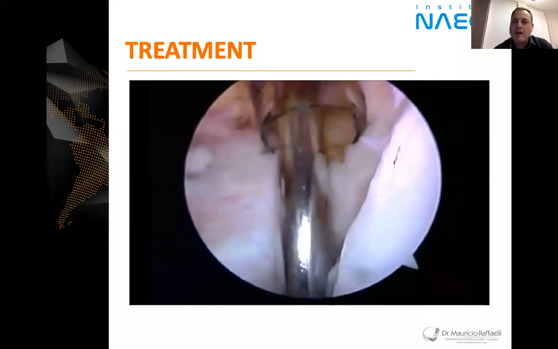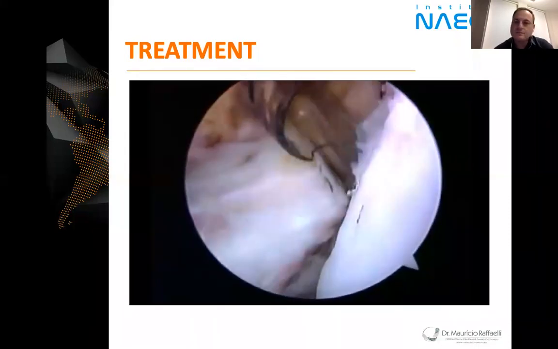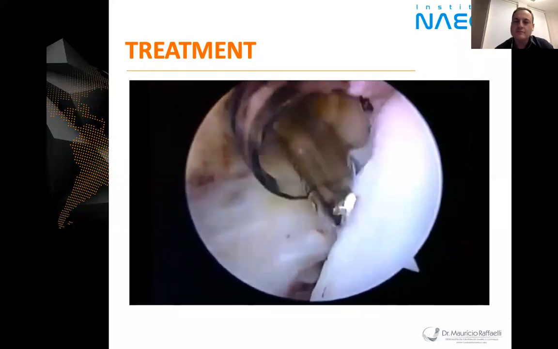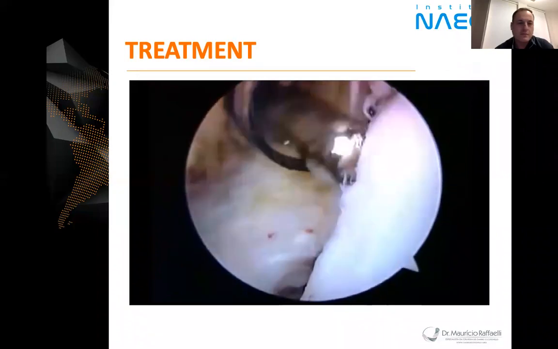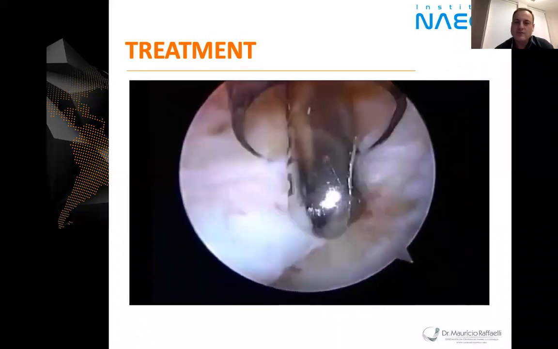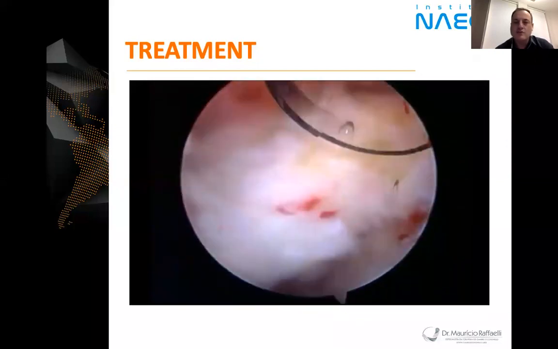So I prepare a good footprint. I think it's very important to create a good healing. You can see my footprint with some blood. That's a good place to put my anchor and to do my suture.